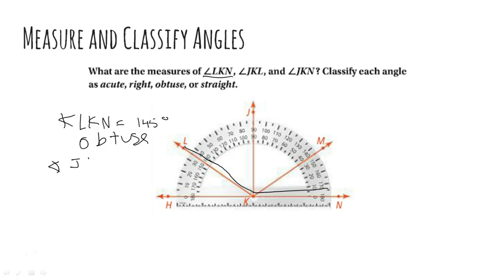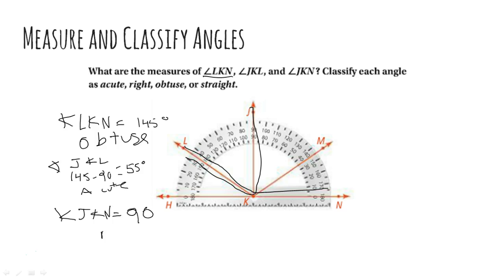Angle JKL, starting here, working our way down and over, we started at 90 degrees and we worked our way all the way over to 145 degrees. So we go 145 minus 90, and that's going to give me an angle measure of 55 degrees, which is acute. And our final angle, angle JKN, is going to be from straight down and over, that's going to be 90 degrees, which is a right angle.